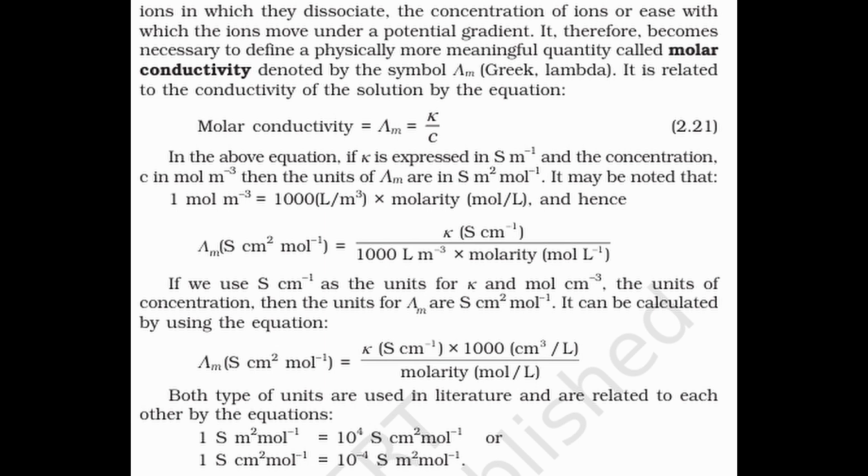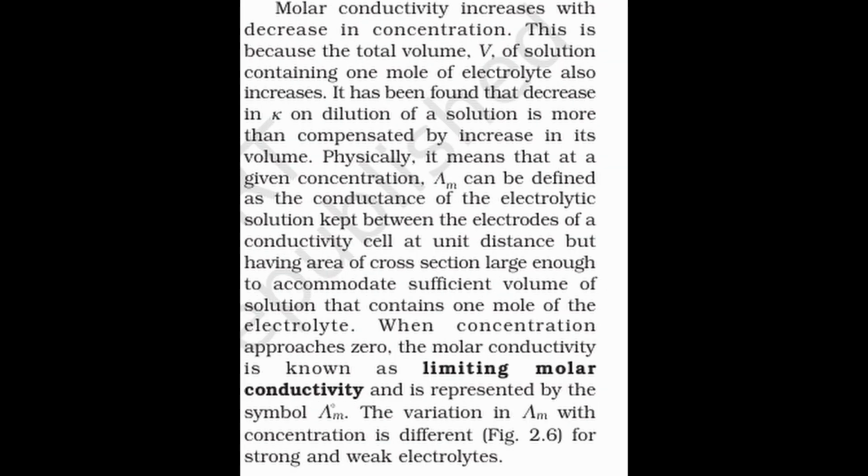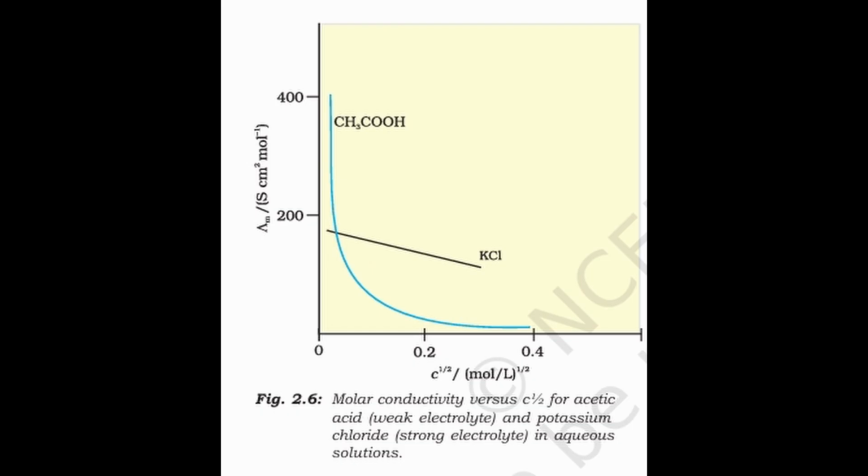While conductivity always decreases on dilution, molar conductivity always increases. When the concentration approaches 0, molar conductivity reaches a maximum value, called limiting molar conductivity. For strong electrolytes like sodium chloride or potassium chloride, molar conductivity increases slowly with dilution. A plot of molar conductivity against the square root of concentration gives a straight line. Extrapolating this line to 0 concentration gives the limiting molar conductivity.